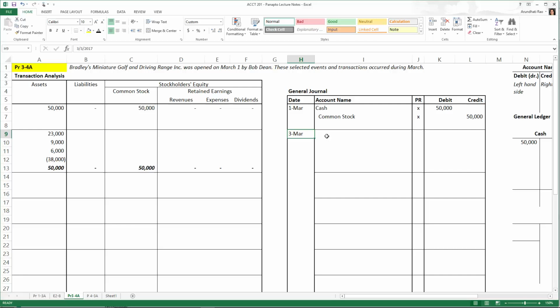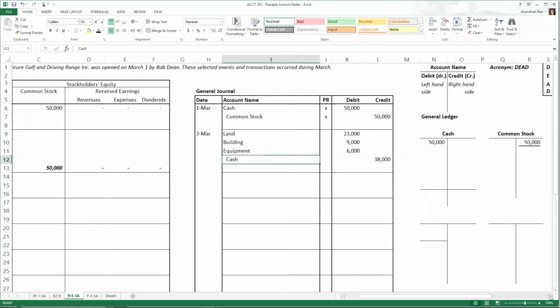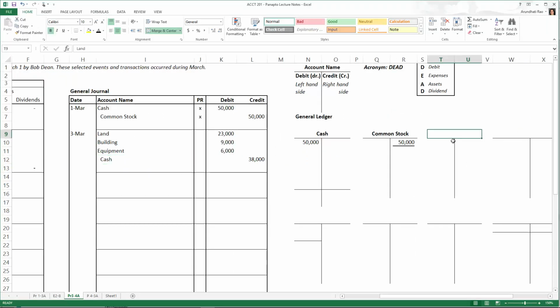I have land debit, building debit, equipment debit, cash credit. Okay. Let me go ahead and post the information. So I open another account for land, an account for building, and an account for equipment. I'm not going to open another account for cash because I already have it.